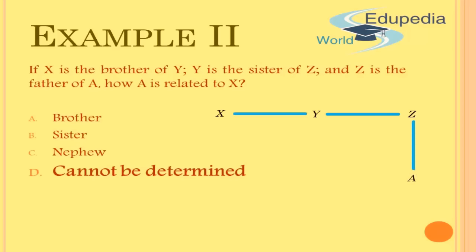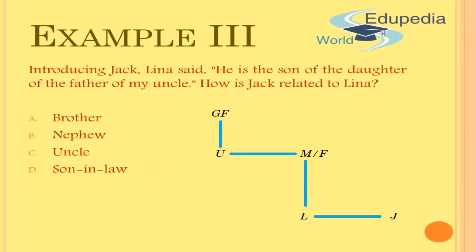Whether A is the niece of X or whether A is the nephew of X, just because I don't know the gender of A. So that makes it difficult for me. So all these questions will be asked along similar lines. Let's see a couple of more examples.